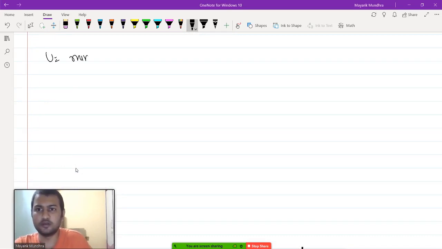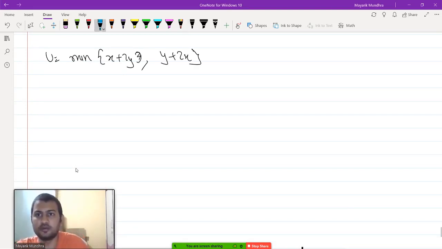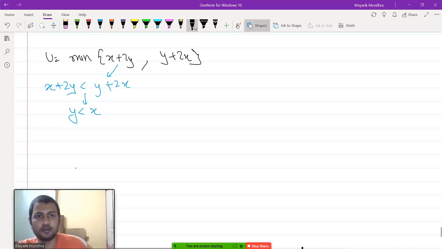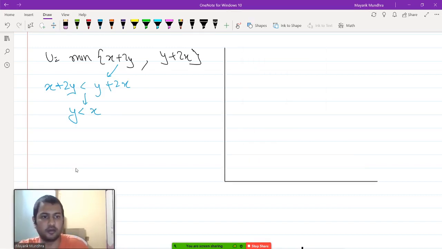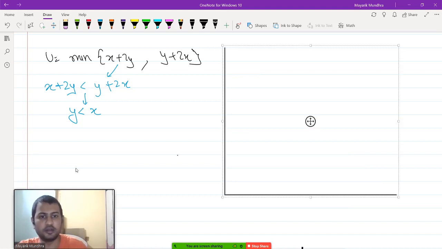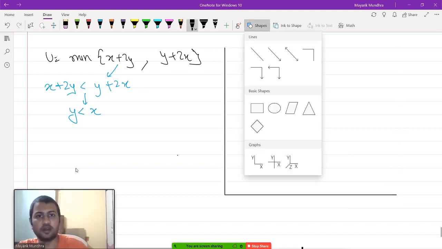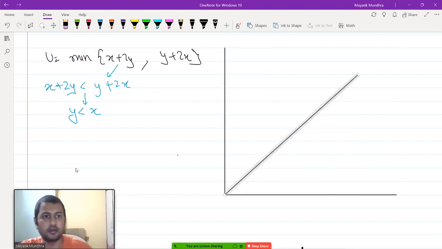Utility equals min of X plus 2Y comma Y plus 2X. So utility will be equal to X plus 2Y if X plus 2Y is less than Y plus 2X, which is basically Y is less than X. Okay, so now I am going to draw my consumption set. On the consumption set, I am going to draw the line Y equals X. Okay, this is the part for Y less than X.